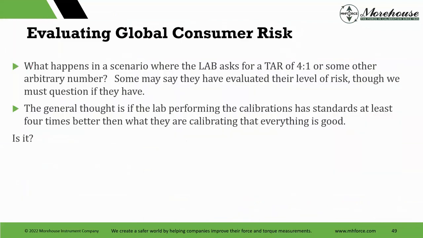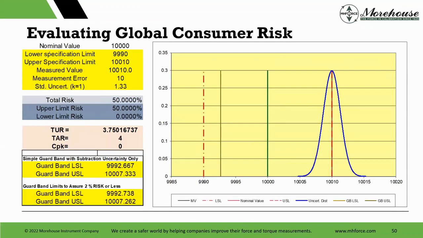So what happens in a scenario where the lab asks for a TAR of 4-to-1 or some other arbitrary number? Some say, hey, I've evaluated my level of risk, but I have to question if they have. In general, the thought is if the lab performing the calibrations has standards at least 4 times better than what they're measuring, everything is good, is it? It's not. This is a mindset that you have to get out of, and us as a community have to get out of.